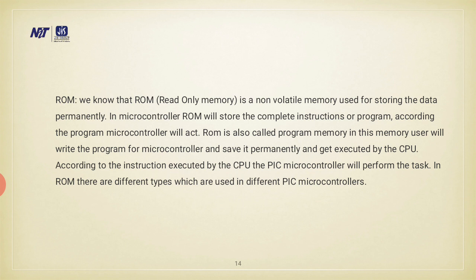ROM. We know that ROM, read-only memory, is a non-volatile memory and used for storing the data permanently. In microcontroller, ROM will store the complete instruction or program. ROM is also called the program memory. In the memory, user will write the program for microcontroller and save it permanently and get executed by the CPU. According to the instruction executed by the CPU, the PIC microcontroller will perform the task. In ROM, there are different types which are used in different PIC microcontroller.